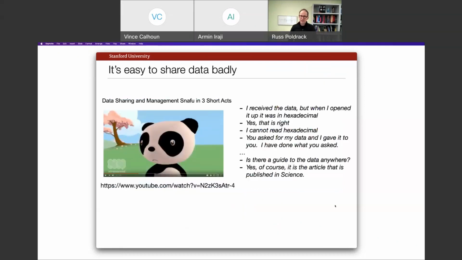But it's worth pointing out, it's easy to share data badly. If you haven't seen this little cartoon on YouTube, Data Sharing and Management Snafu, it's definitely worth watching. It's sort of painfully funny. The sad panda is asking another panda for the data. It says, I received the data, when I opened it up, it was in hexadecimal. Yes, that is right. I cannot read hexadecimal. You asked for my data and I gave it to you. I've done what you asked. Is there a guide to the data anywhere? Yes, of course. It's the article published in Science, right? We all know that that's laughable.